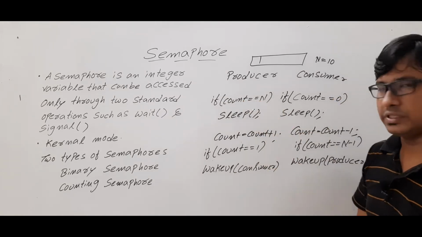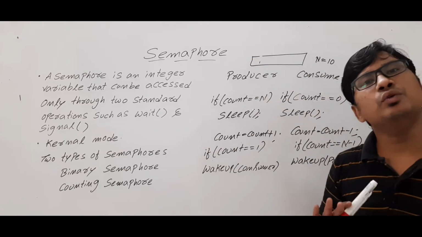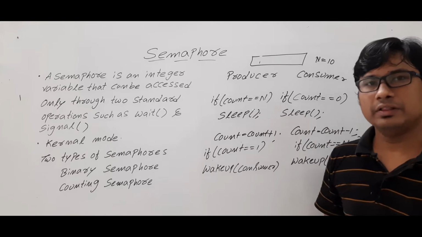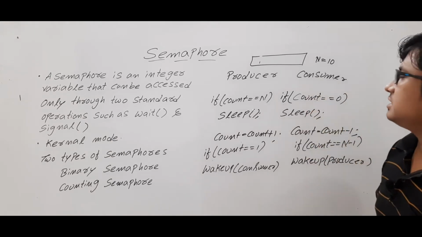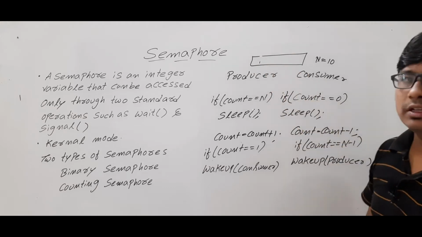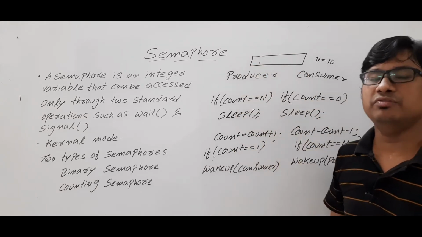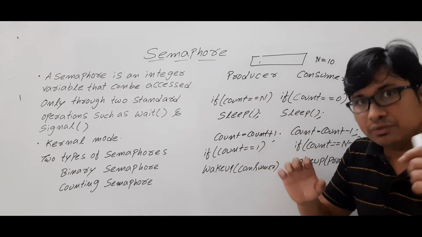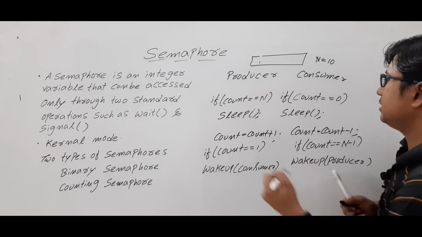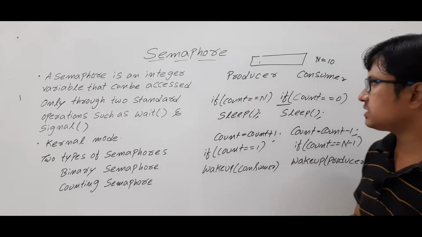But there is one issue in this one. Now let's take that the buffer is empty, meaning there are no items in the buffer. Then what will be the count value? Count value will be equal to 0. Now let's see that the consumer has seen the buffer. So count is equal to 0. There are no items in the buffer, so the consumer cannot consume anything. So he will go to sleep. Before he was about to go to sleep, the process was preempted. Is it clear? Are you able to understand?